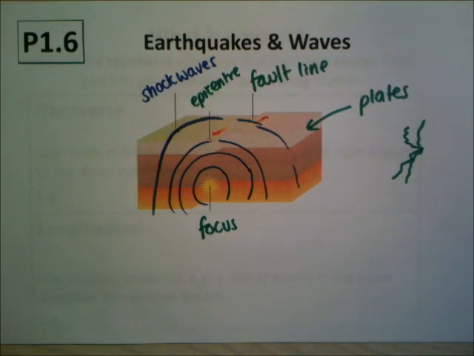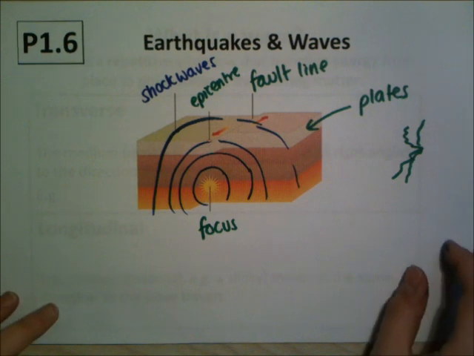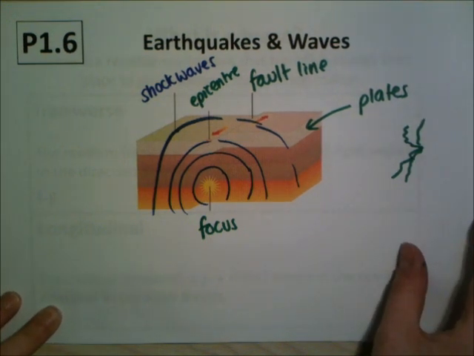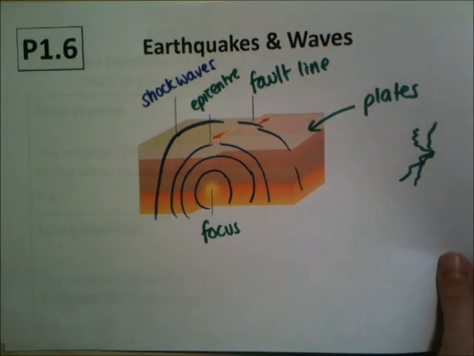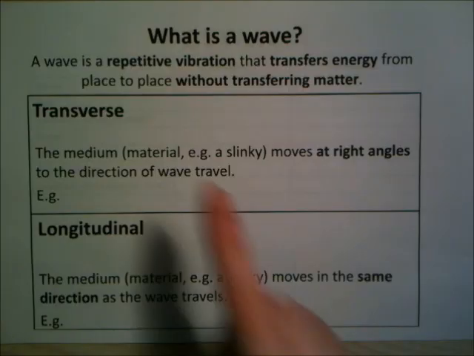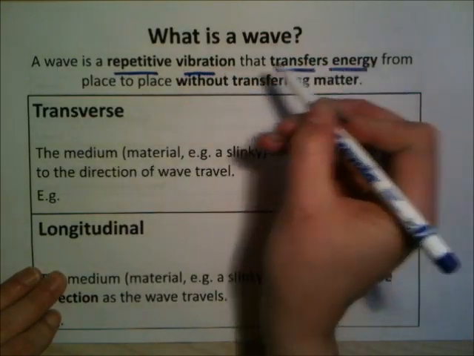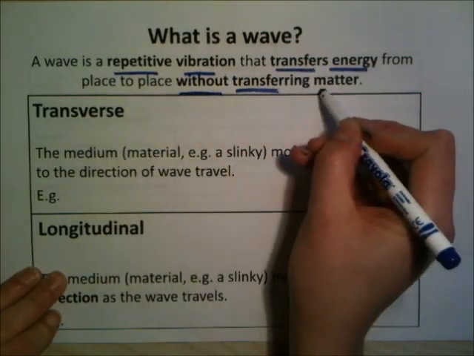There's two different types of them, but before we know about that, we need to know what a wave actually is, okay? Now, waves are a really big part of physics. There's a lot about them, they're really, really important, basically. But a wave is simply this. It's a repetitive vibration that transfers energy from place to place without transferring matter.